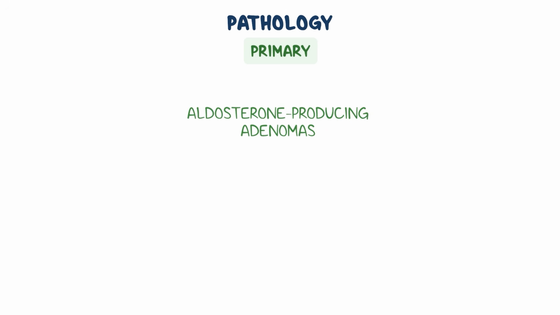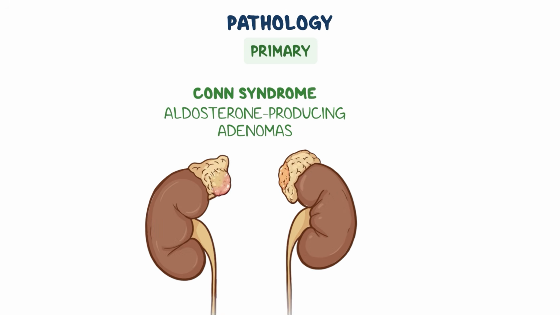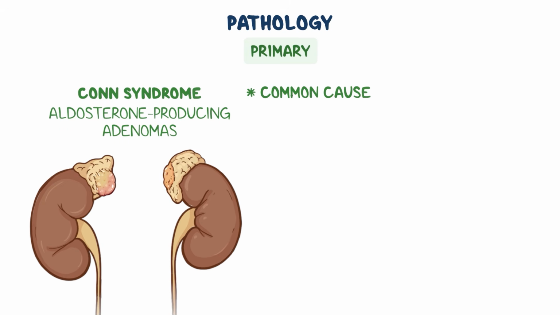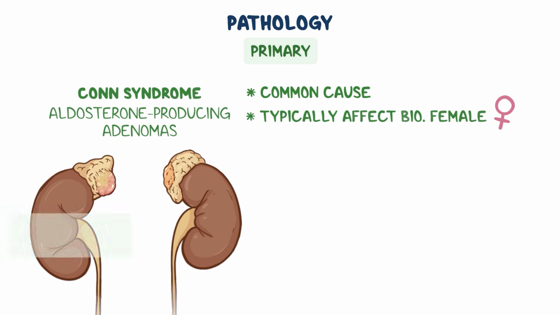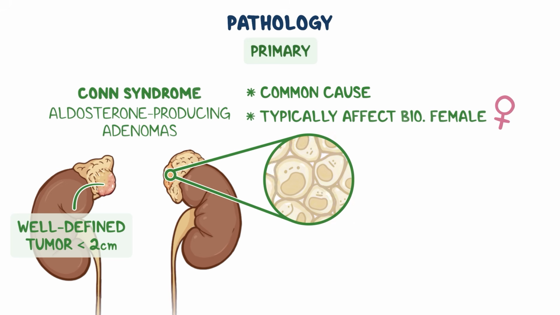Aldosterone-producing adenomas, also known as Conn syndrome, are a much more common cause of hyperaldosteronism and typically affect biologically female individuals. In these cases, there's almost always a well-defined tumor, less than 2 centimeters in size. When you cut it open, it looks bright yellow and is made up of lipid-laden cortical cells.